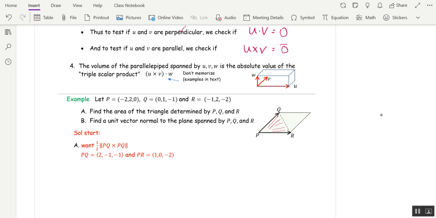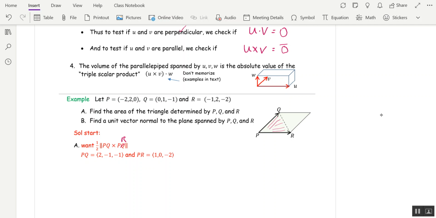All right. And then we want to find a unit vector that's normal, perpendicular to the plane spanned by P, Q, and R. So for A, we want 1/2 the length of PQ cross PR. So this is a mistake. It should be PQ cross PR.